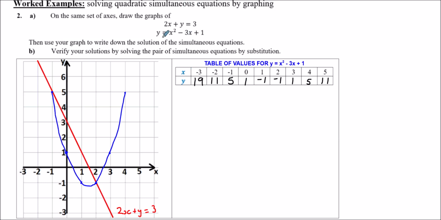So now we can just label this y equals x squared minus 3x plus 1. And you can see, in fact you probably saw before I plotted it, that the curve intercepts twice. So here and there. So we can now see the solutions relating to these pair of intersections. So therefore we have x is minus 1 and y is 5. And the other one is that x is 2 and y is minus 1.